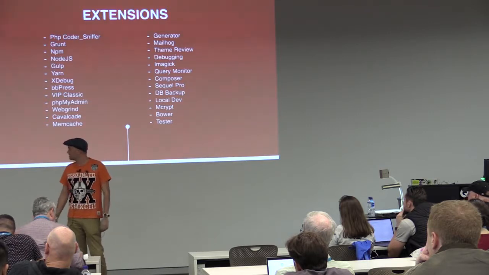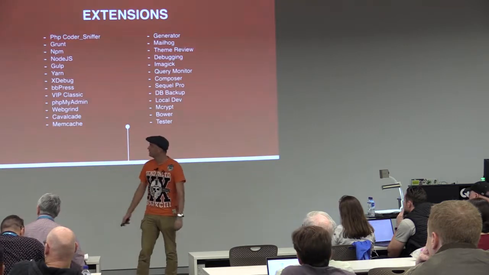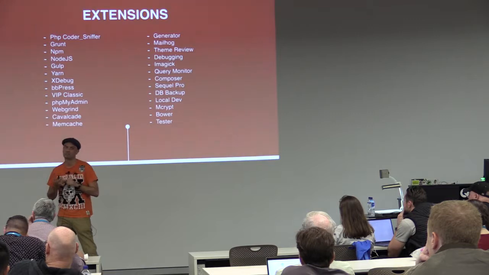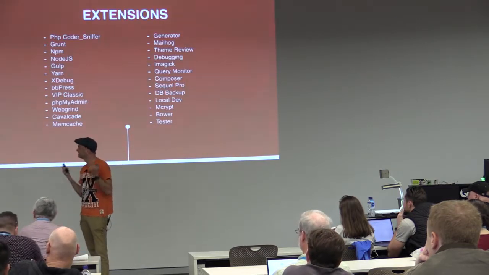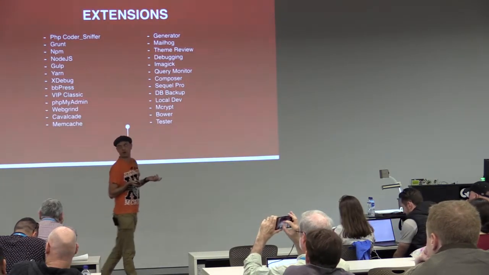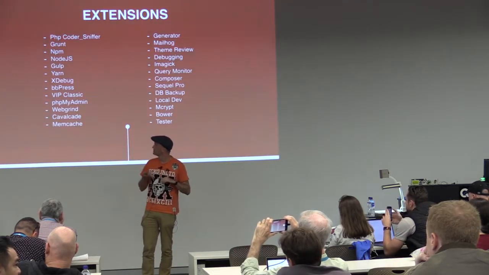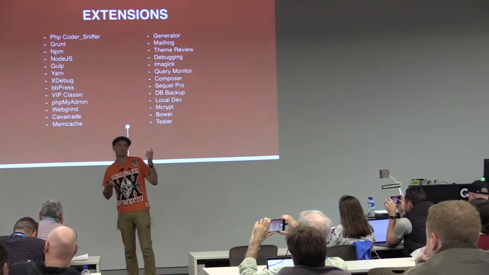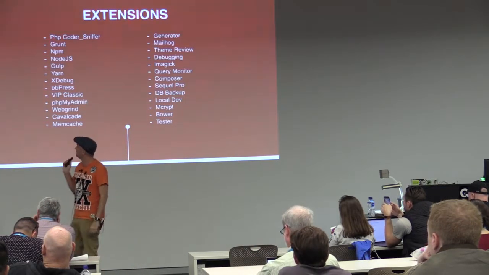PHPMyAdmin, if you like using that, we've got an extension for that. WebGrind is fantastic for profiling your PHP code. Cavalcade is a Human Made plugin that's basically like WP cron but done properly. Memcache, if you have Memcache on your server, which you pretty much will, sometimes you can hit odd caching bugs there, so you can install Memcache and let it work. Generator is just a little thing that can automatically generate a configuration file for Chassis, so it'll ask you questions about PHP version numbers and things like that and give you a file at the end. Mailhog, I'll go into later on.